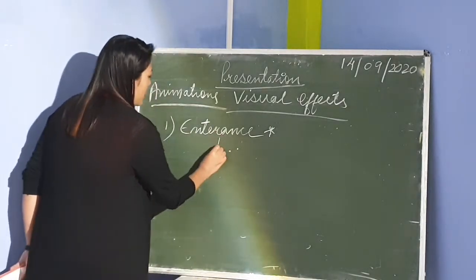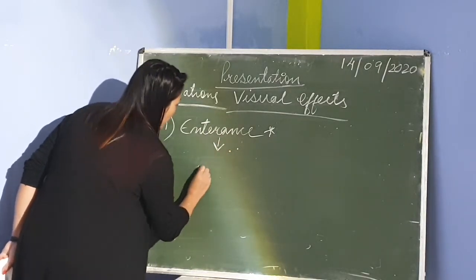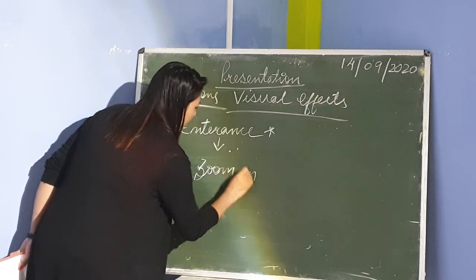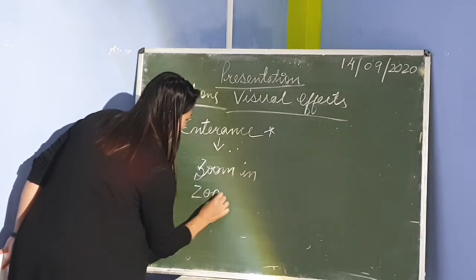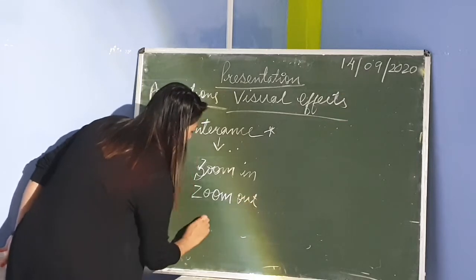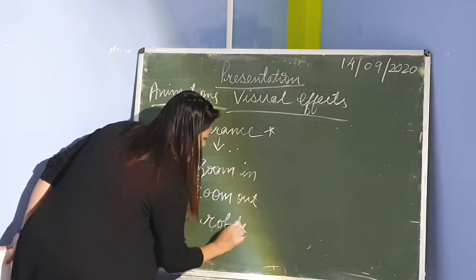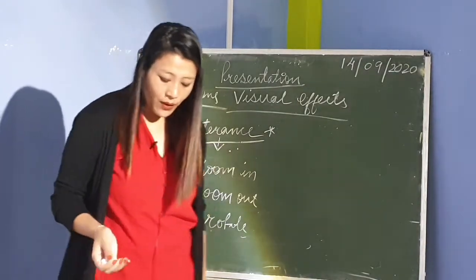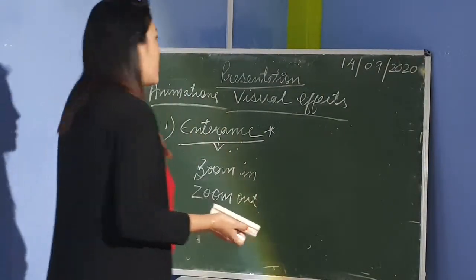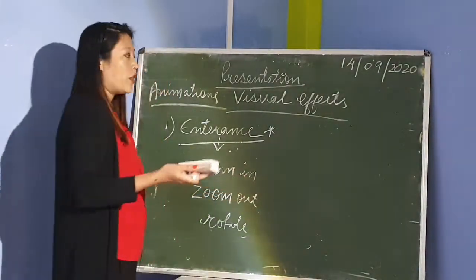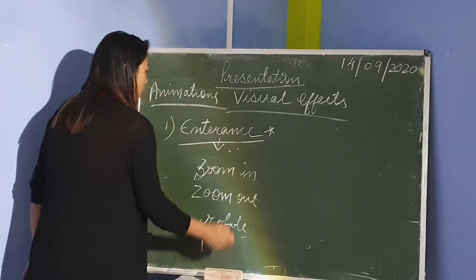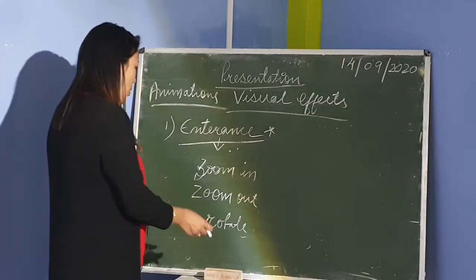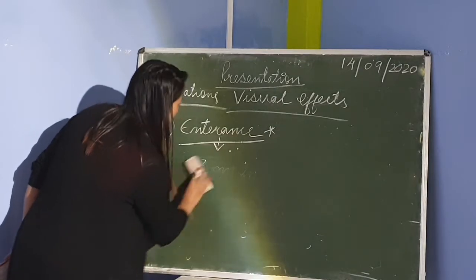Inside this, sometimes you get zoom in, zoom out, or sometimes you get rotate. These are the names of animations which come under entrance. So when you are making a presentation, you can choose the animation called entrance, and from the entrance there are many other sub animations you can choose according to your choice.